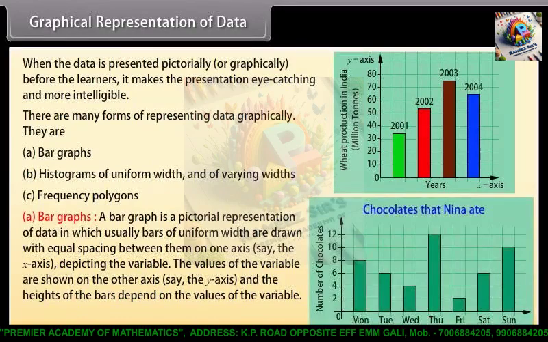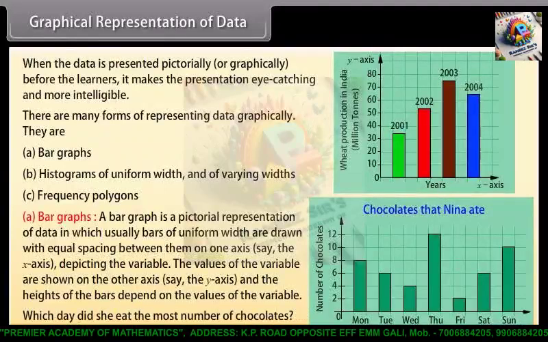Let us take one example to read the bar graphs. Observe this bar graph. This represents the number of chocolates that Nina ate last week. Now, can you tell on which day she ate the most number of chocolates? We can see that on Thursday she ate the most number of chocolates.